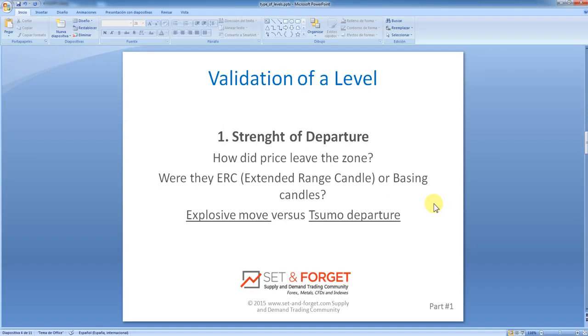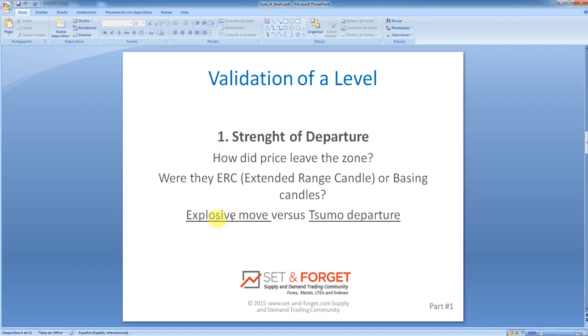So we'll start with the first one, which is, let's say, one of the most important variables, and that is the strength of departure. When we look at a chart, we have to always ask the same questions over and over again. The question we should ask when we look at the candles on any given chart should be things like, how did price leave the zone?